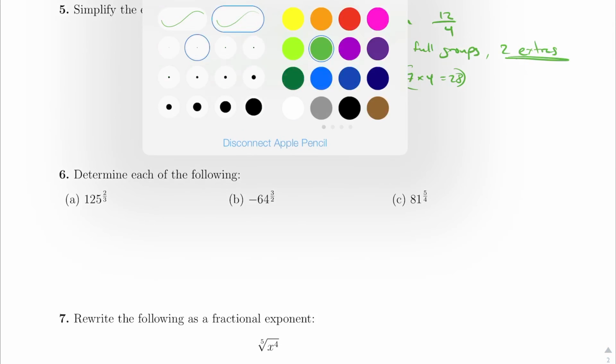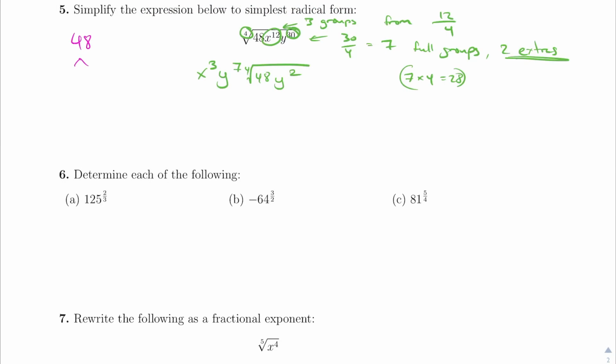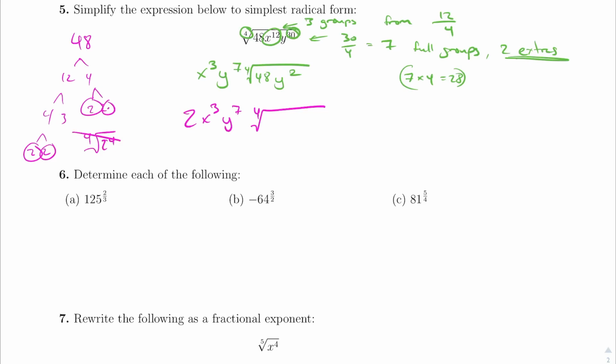Now we need to break the 48 down, so 48 breaks down into 12 and 4, 4 and 3, 2, 2, 2, 2. So we end up with a group of 4 2's. That's going to have 2 to the 4th and the 4th root canceling. So we get 2x cubed y to the 7th times the 4th root of 3, that was ungrouped, y squared.